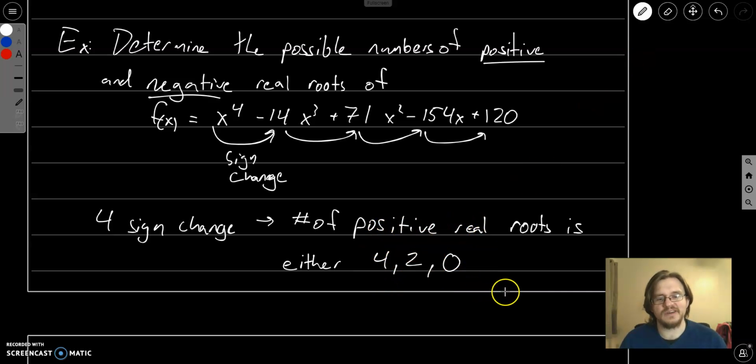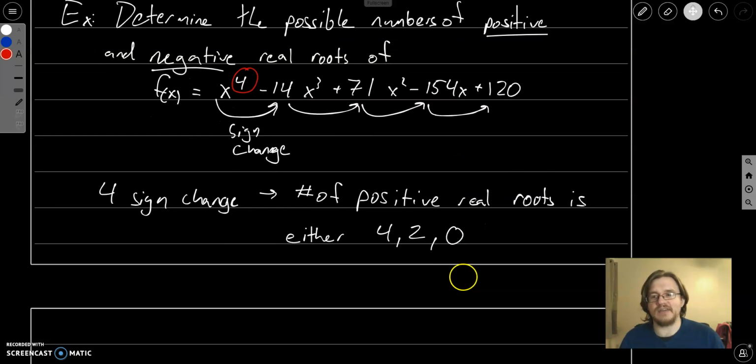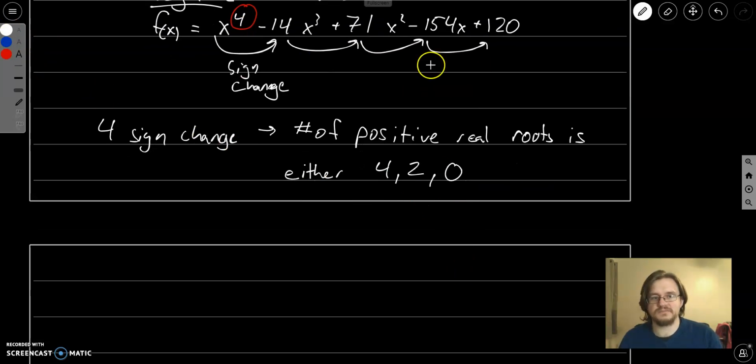You can't have a negative number of roots. You can't have a negative number of things, but we can't have more than 4 either. Since this is a degree 4 polynomial, we know that it has only 4 roots. So that's our limit. So let's look at f of negative x to look for the negative roots.